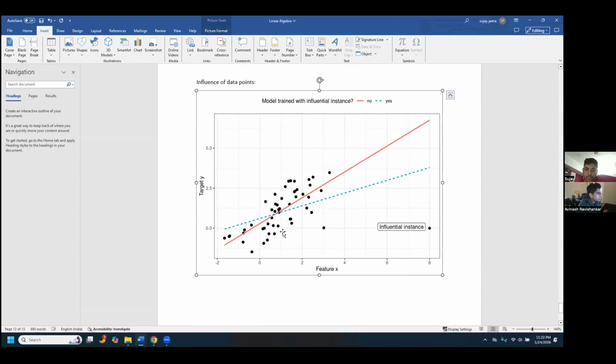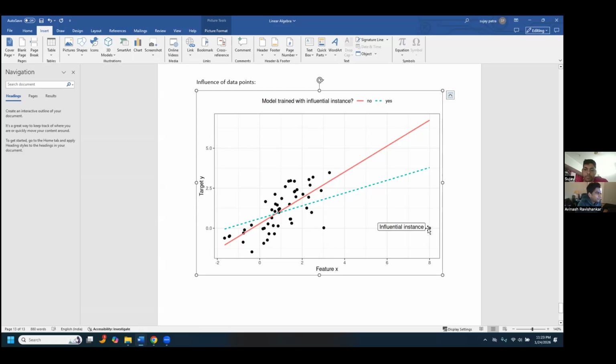The red line is for the linear model you get if you drop this one single point. There is one point which is way away from all these other points, right? Now the blue line is if you add this point, so you can see how much the line changes. It is like rotating the line. So that's basically the influence.